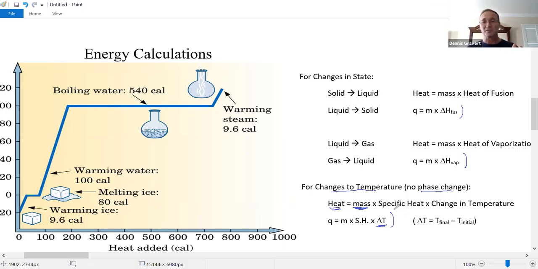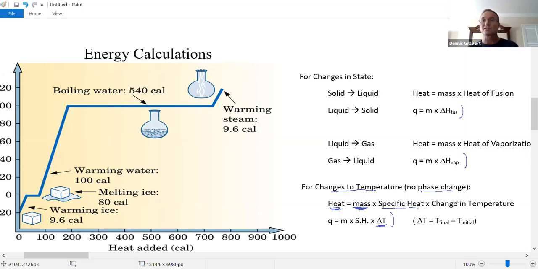We need a conversion factor because mass is in grams and heat is in calories usually. And the conversion factor is called specific heat. Good name, because the conversion factor is specific for your material. So if you change from trying to heat up water in the microwave to trying to heat up wax, trying to melt chocolate, let's say, it's a different conversion factor.